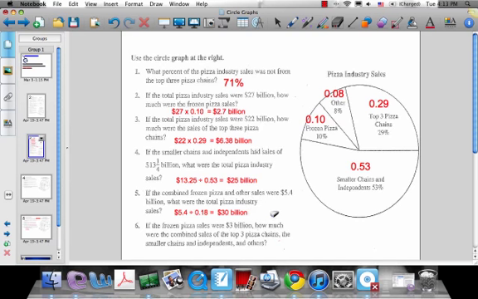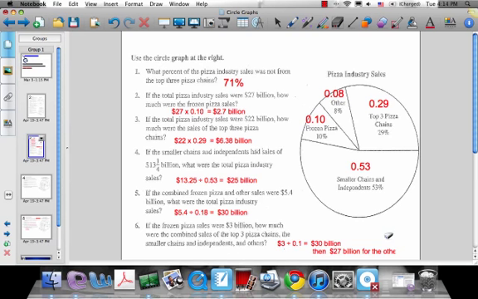Last but not least, if the frozen pizza sales were $3 billion, how much were the combined sales of the top 3 pizza chains, the smaller chains, and independents and others? That means what was the other value? To do this problem, I take my $3 billion and divide it by what it was as a decimal, 0.1. That gave us $30 billion as a total.